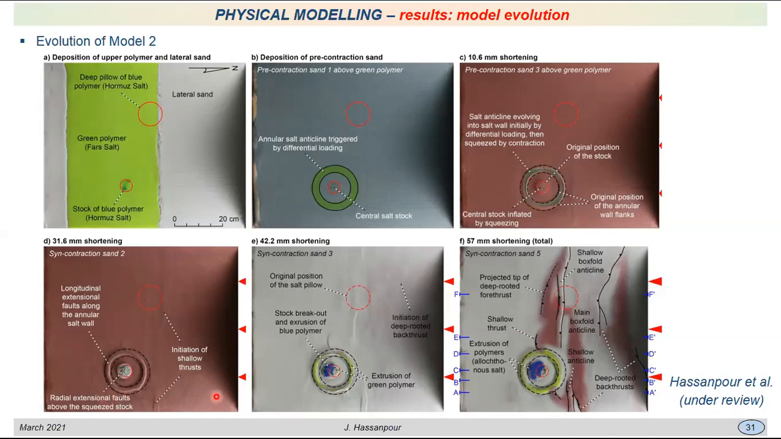And at the later stage of the experiments, we have the extrusion of evaporites from both salt structures, from the central salt structure and from these ring salt structures surrounding this salt stock. And finally, we have got this box fold bounded by these thrust folds. The difference between this model and the previous one is that in the case of model 2, the box fold shows a greater amount of shifting toward the foreland, likely due to the presence of this deep-seated salt pillow.